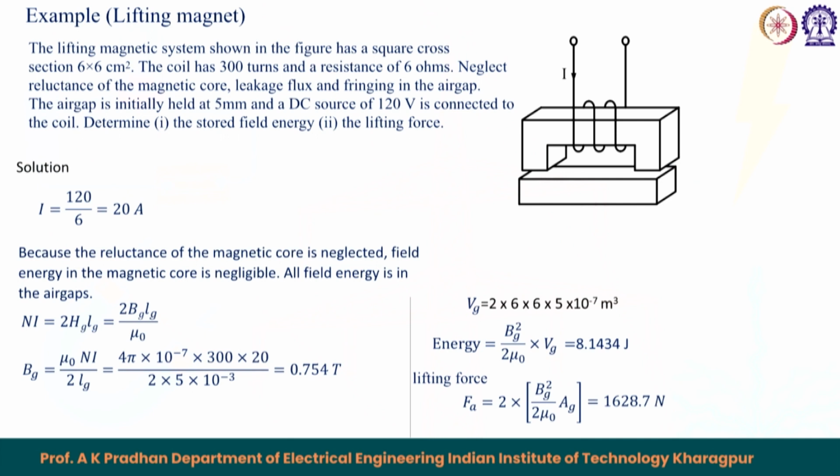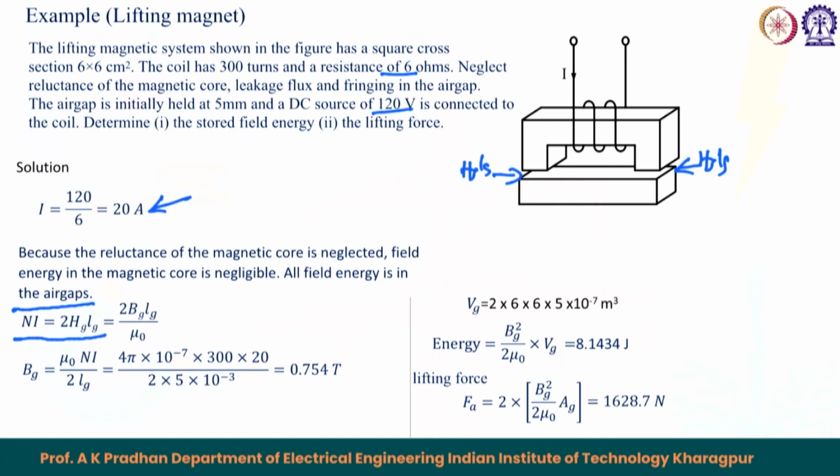So, this gives us the corresponding equation. The current here becomes equal to the 120 volt supply divided by the resistance of 6 ohm. So, that becomes equal to 20 ampere current, and because the reluctance of the magnet core is neglected, the whole of the MMF is confined to the air gap on this side and the air gap on this side. So, HgLg and HgLg here. So, as mentioned, this is 2 HgLg.